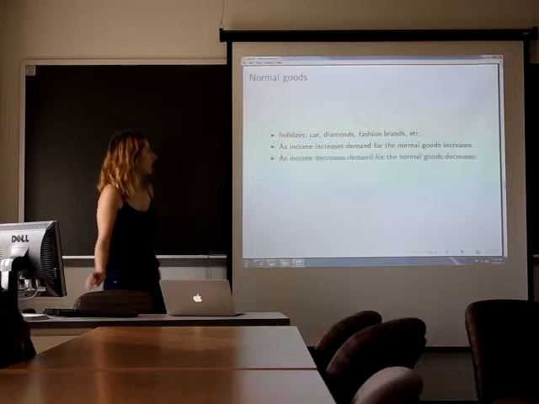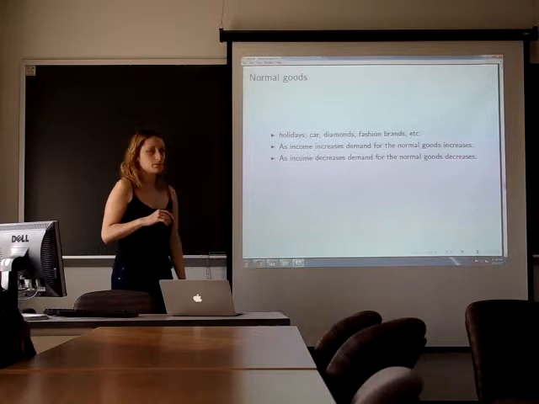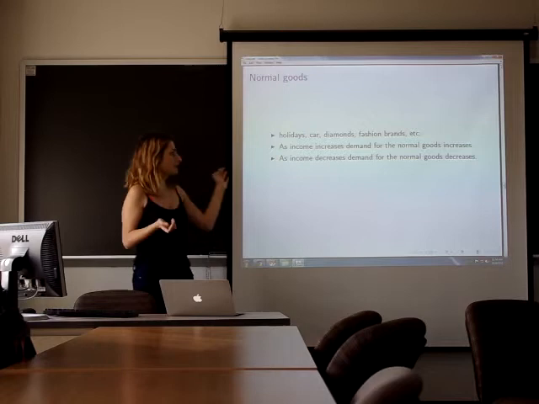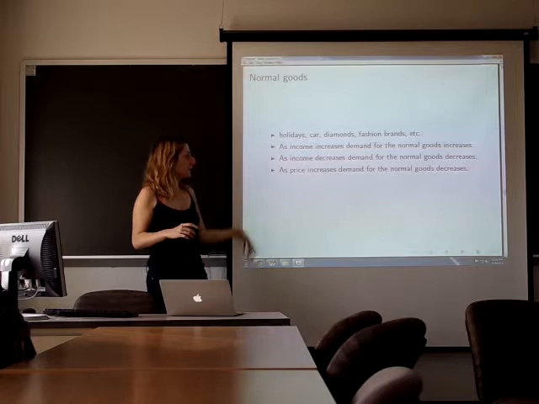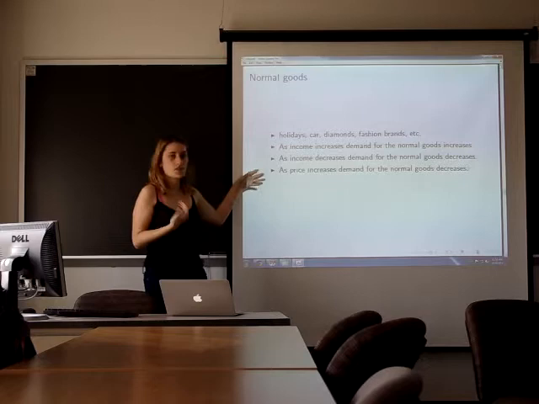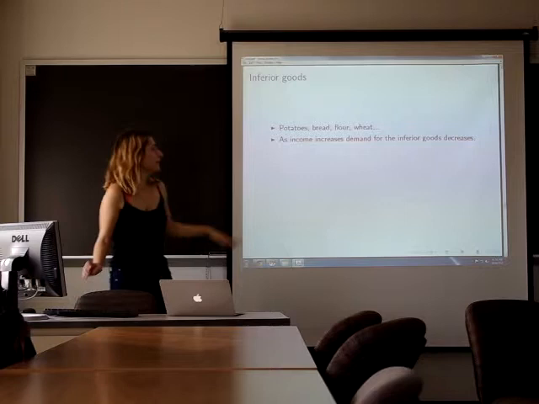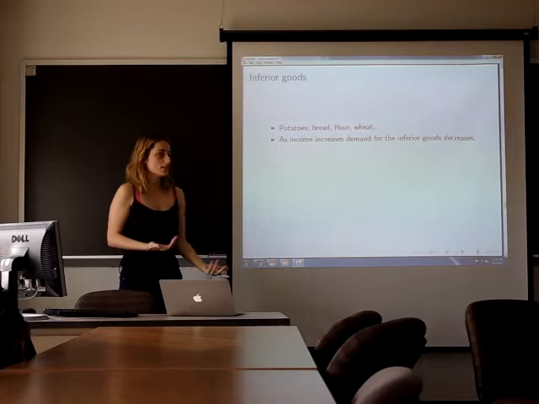So, the first type of goods is normal goods. Holidays, cars, diamonds, fashion brands, etc., all of them are normal goods. Normal goods are the most obvious goods: as income increases, demand increases. As price increases, demand for the normal good decreases. So it's the natural thing to do, right? When the price of something increases, then you decrease your demand, and vice versa.